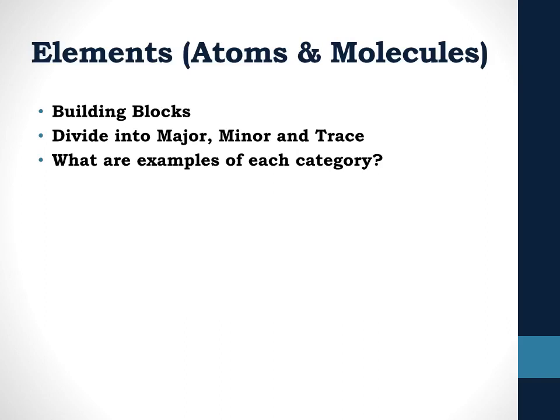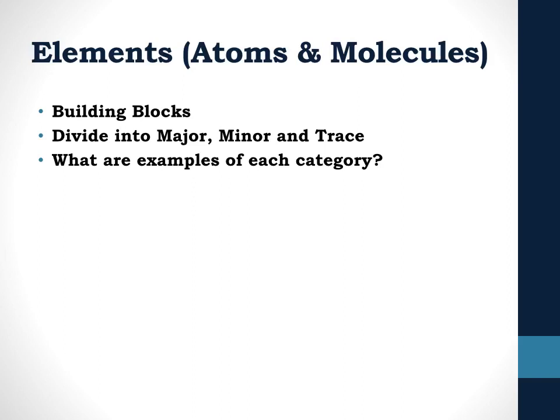Elements are single types of atoms. Atoms that are one type. If we have multiple atoms put together, they form what's called a molecule. If they're the same atom put together, they're what's referred to as an elemental molecule. So O2, 2 molecules of oxygen, that would be elemental molecule of oxygen.